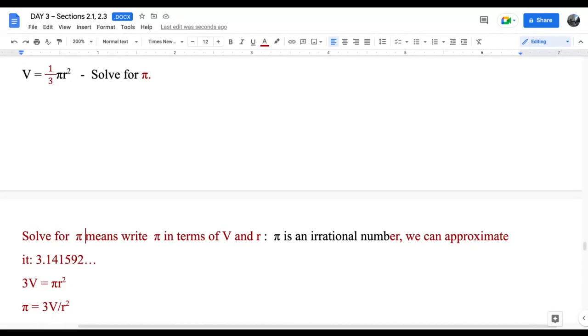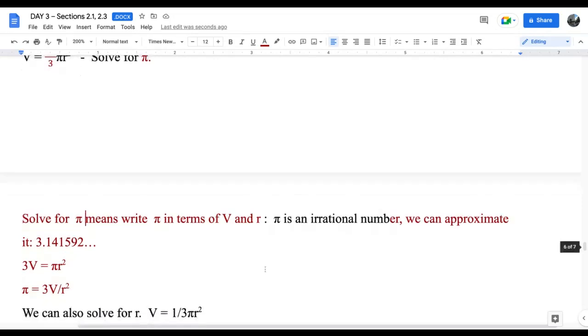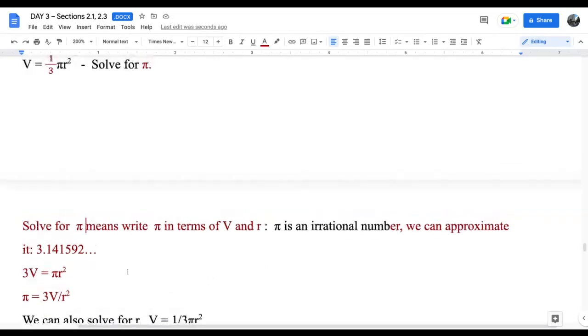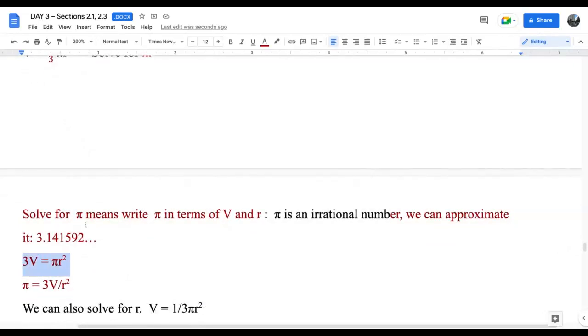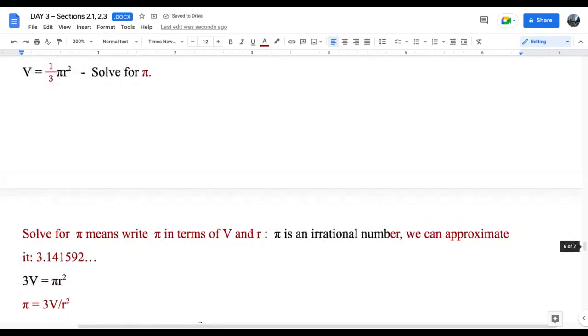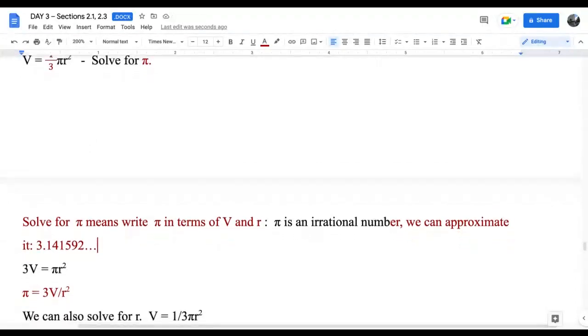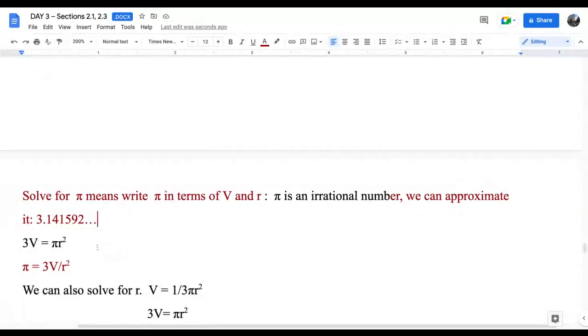The right-hand side is an expression that involves the other variables, because they are variables, right? So what do we do? First, we multiply 3 on both sides, and we get 3v equals pi r squared. Then we divide by r squared on both sides. So pi equals 3v divided by r squared.